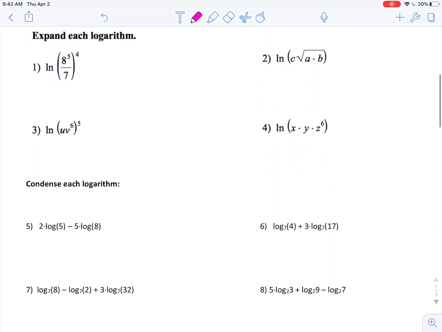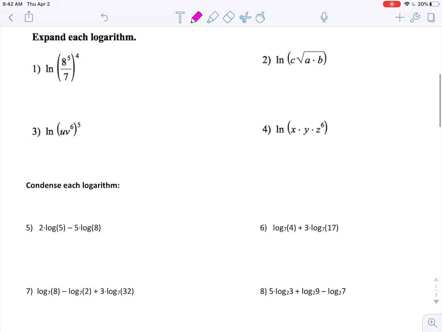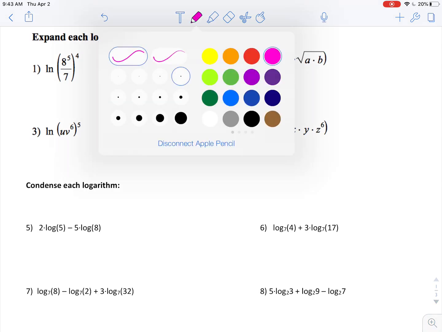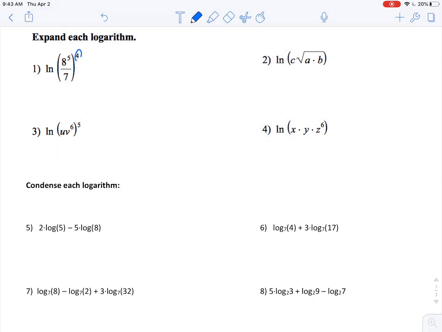I'll post the completed notes here later on the Google Classroom, so keep an eye out for those. And we're going to go to expanding. So we're going to expand, then we'll condense. So expanding each log, we're going to look for what operation is in here, as well as do I have any exponents. And I've got a couple of exponents to worry about.